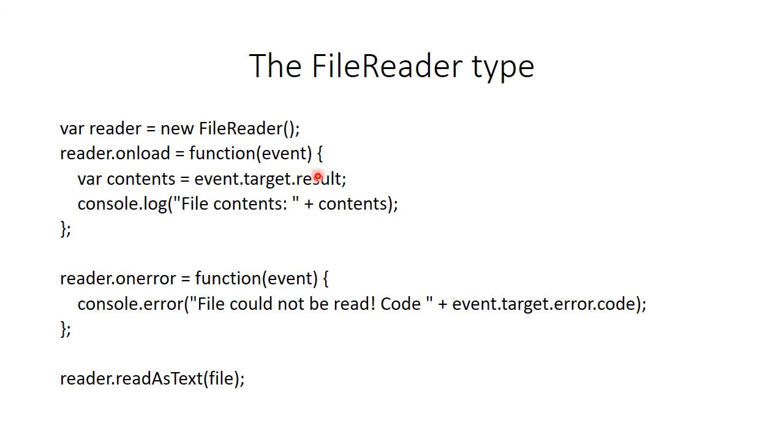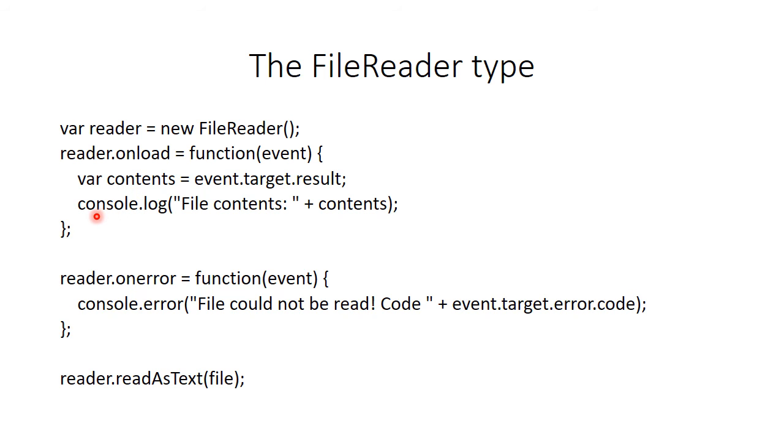Reader.onload function event, then var contents equal to event.target.result. Always remember, once this reader completes the reading of contents from a file, it will be stored in something known as event.target.result. We have to copy the content from this event.target.result to a variable that is contents. Now we are going to display that contents.